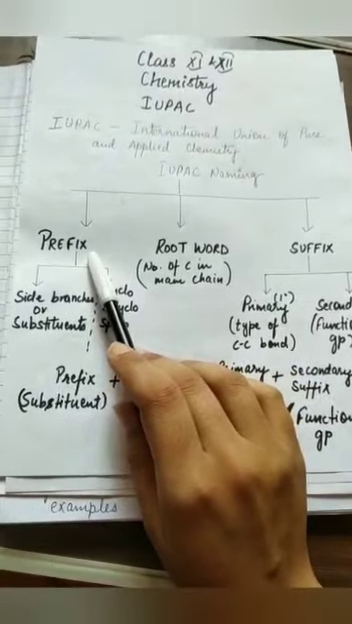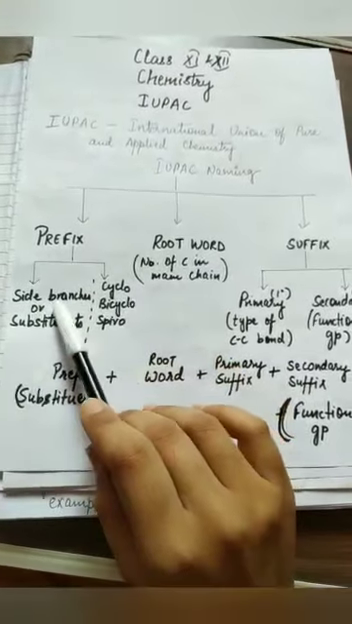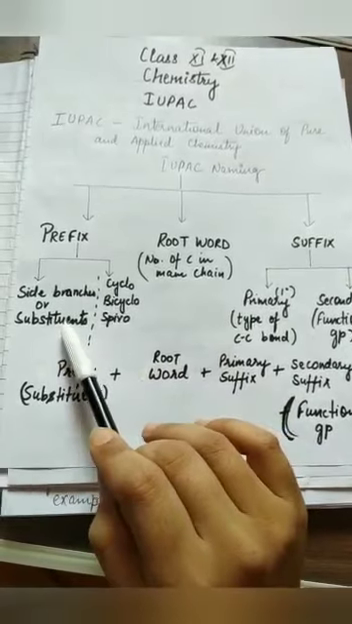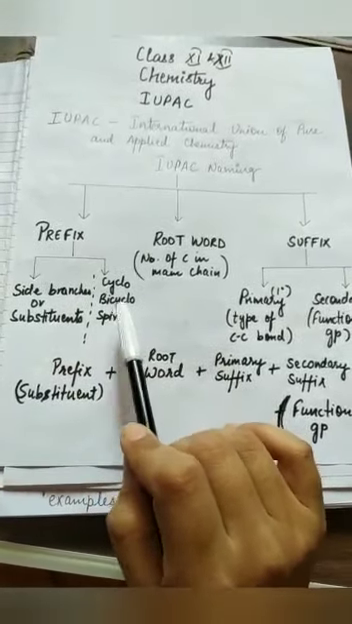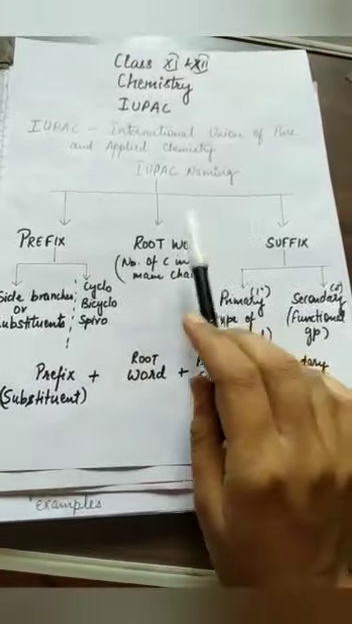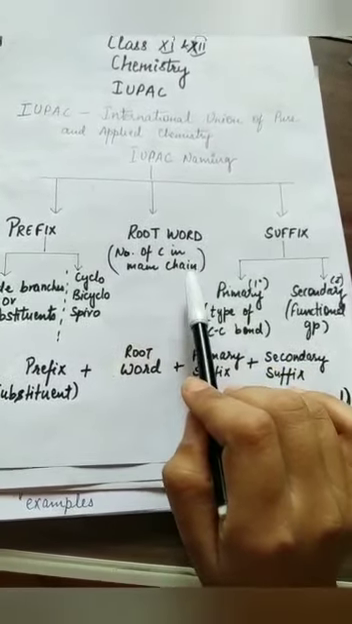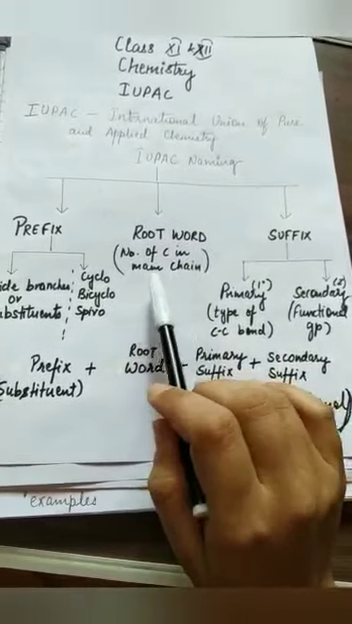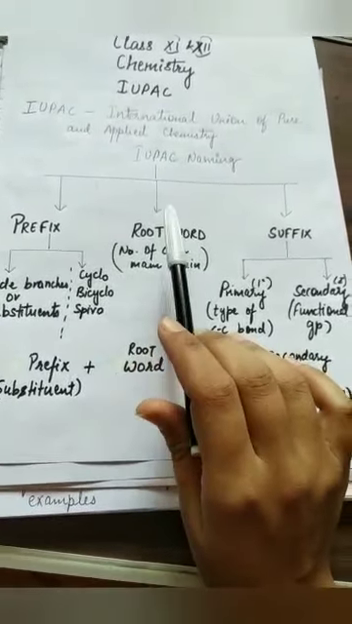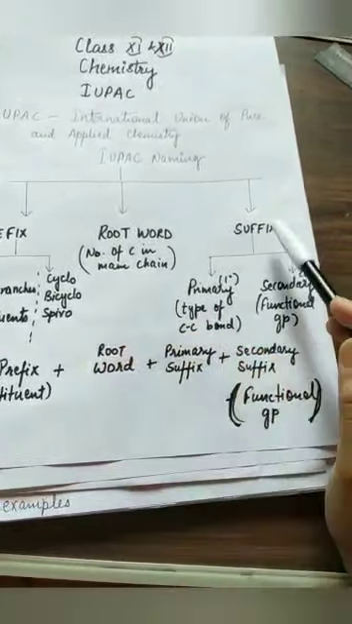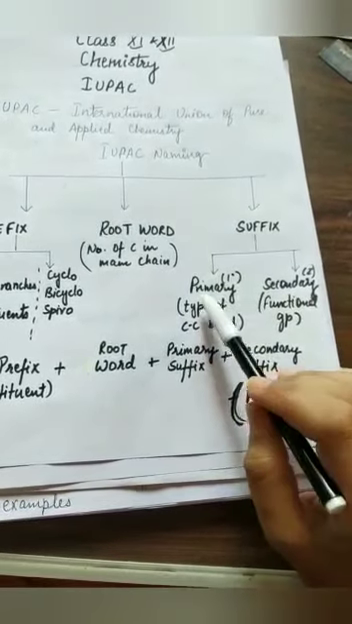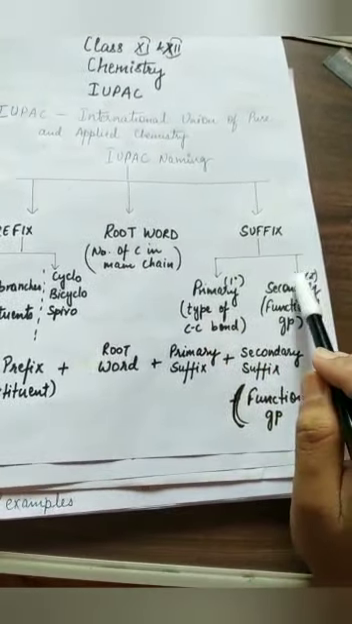Now what is prefix? Prefix are of two types. One is the side chain or substituents and second is bicyclo-spiro. Now the root word, what is root word? The number of carbon in main chain. How many number of carbon are present in main chain gives you the root word. Then comes the suffix. Suffix is divided into two parts, primary suffix and secondary suffix.